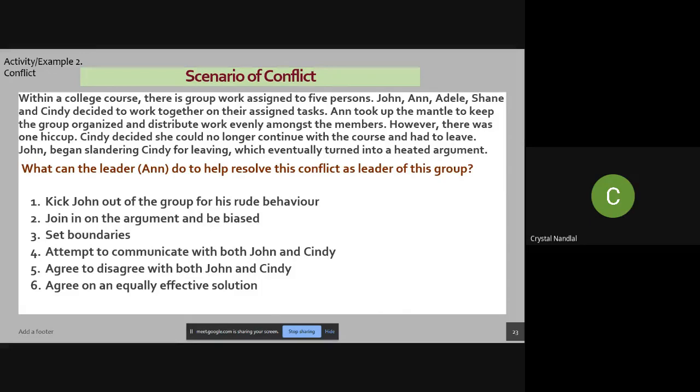Nice. I appreciate your responses. You guys have some really good ideas here. This is to help you in groups. You can use this to help you resolve conflict if there's any in your group. So let me go ahead and show you the answers. We don't kick John out of the group for his behavior. We don't join in on the arguments and be biased, and we do set boundaries. We attempt to communicate with both John and Cindy, and if we reach a place where we can't get John and Cindy to agree, we agree to disagree. We help them to agree and disagree with each other. And yes, we do agree on an equally effective solution. So you had a pretty good idea about how to resolve conflict after all of this, which is good. I hope you use this as a tool for when you are doing group work.